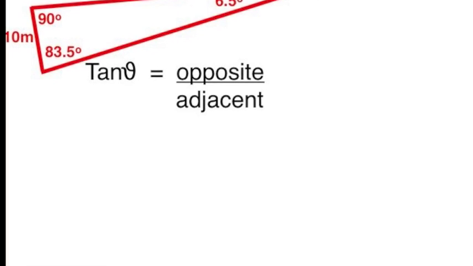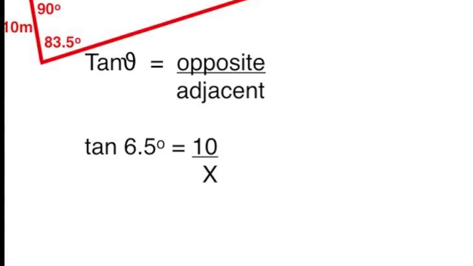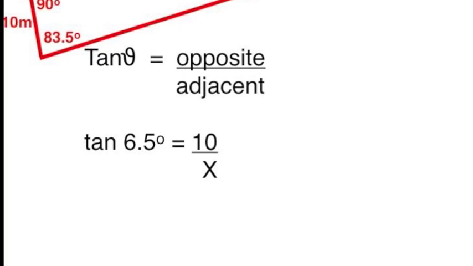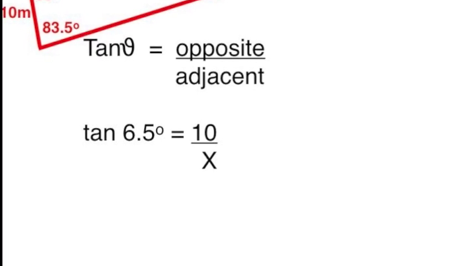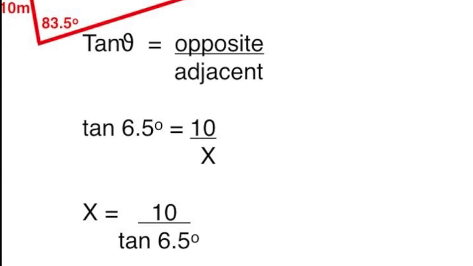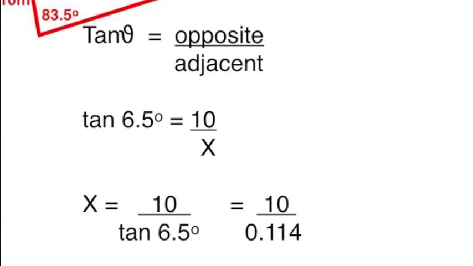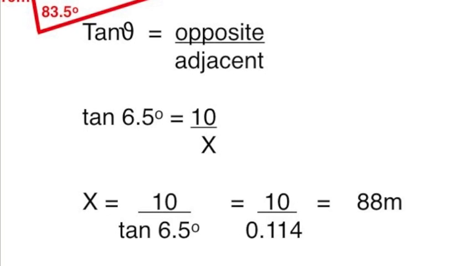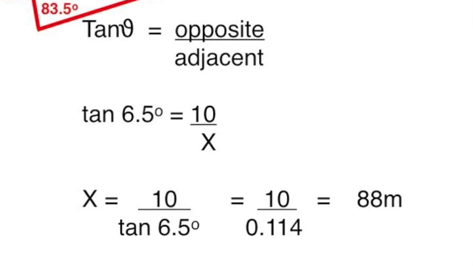If we use the relationship tan theta is opposite over adjacent, then using the smallest angle, tan 6.5 degrees is opposite, which is 10 over x. If we rearrange that, then x equals 10 over the tangent of 6.5 degrees, which is 10 over 0.114, which in turn equals 88 meters.